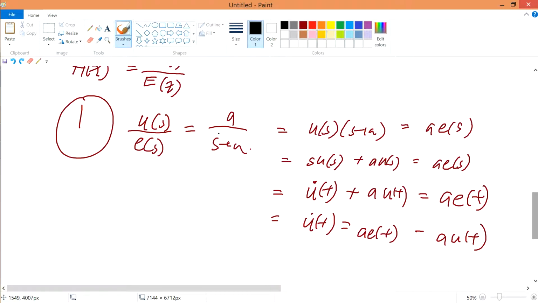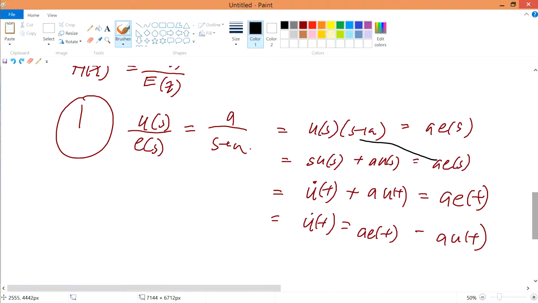What we can do now is simply bring S plus A to this side, and E of S to the other side. So what I have is U of S times S plus A equals A times E of S. Next I multiply inside, so U of S times S gives S U of S, and U of S times A gives A U of S. The A E of S is simply the same.